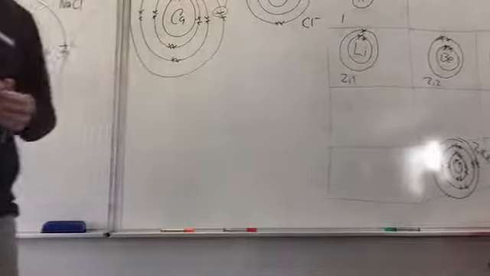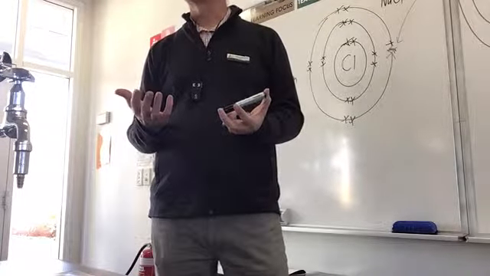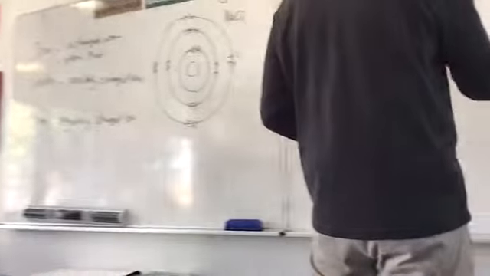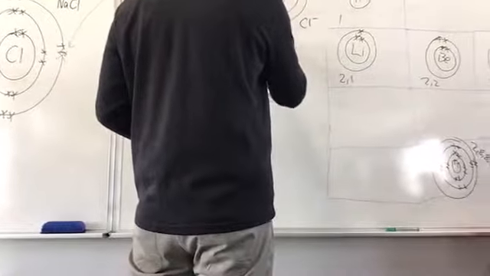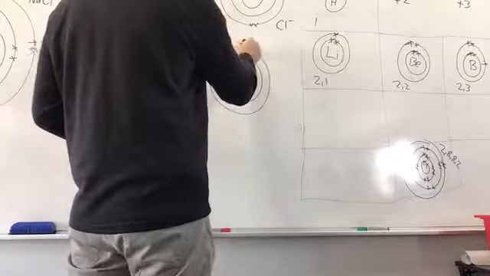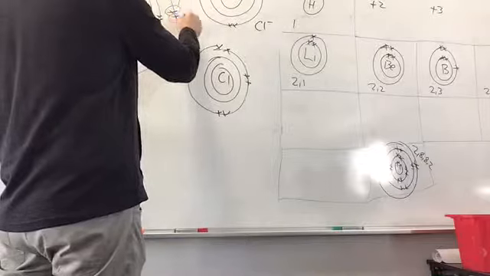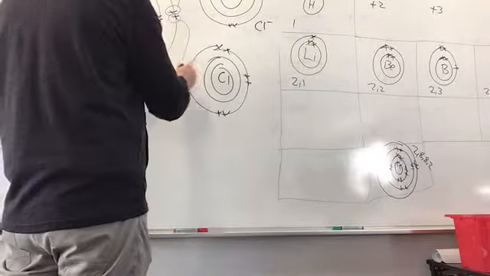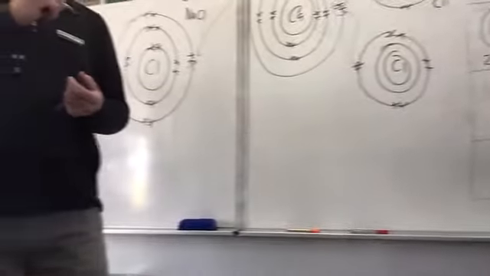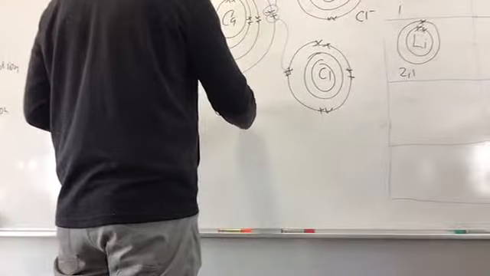Is the calcium happy? No. Why not? Because it still has another electron. So how is it going to get rid of its other electron? By giving it to another chlorine. Another chlorine. Yes. One, two, three. So the other electron is going to go down here. And what have we formed? Calcium chloride.